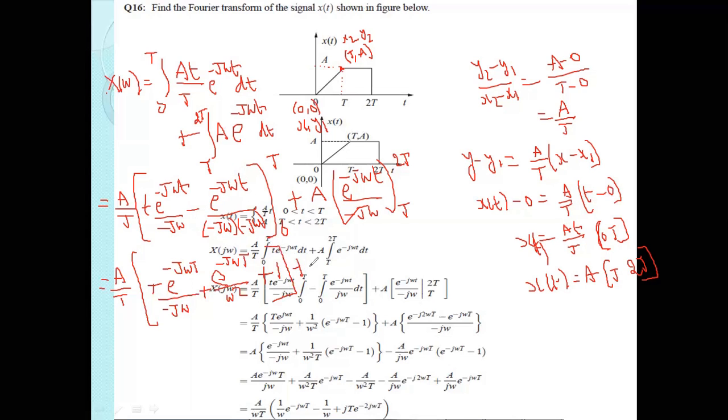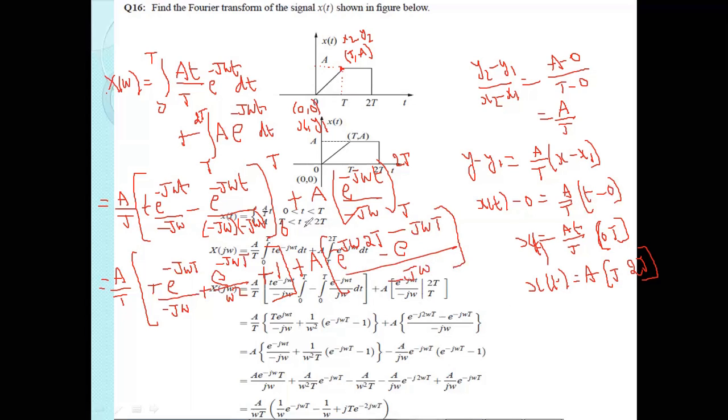Plus A into e power minus j omega 2T minus e power minus j omega capital T by minus j omega.